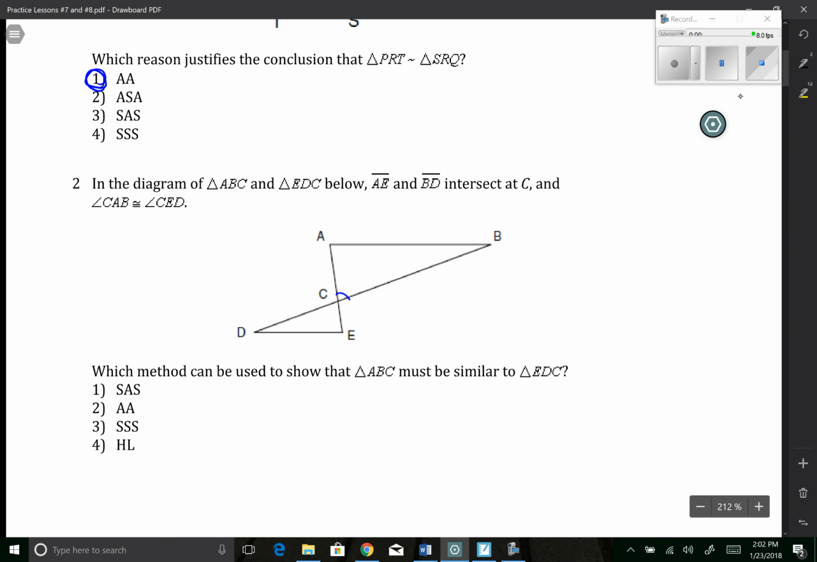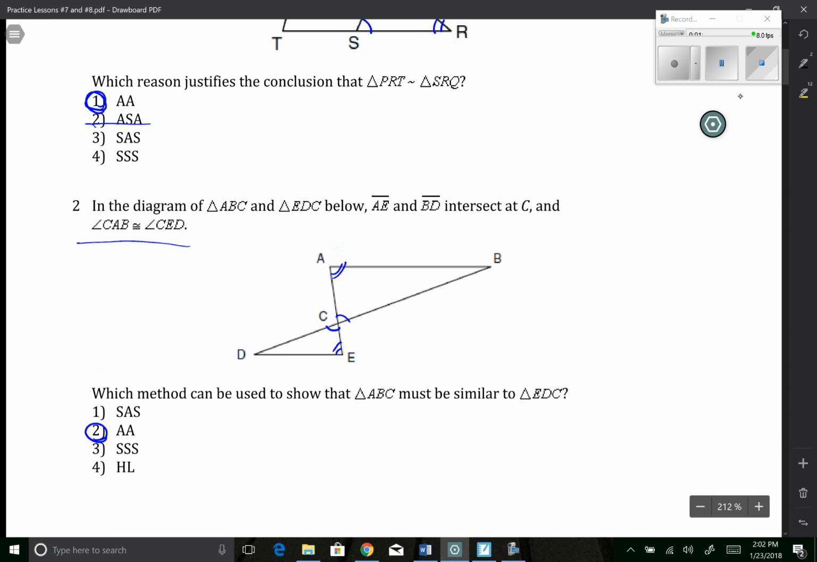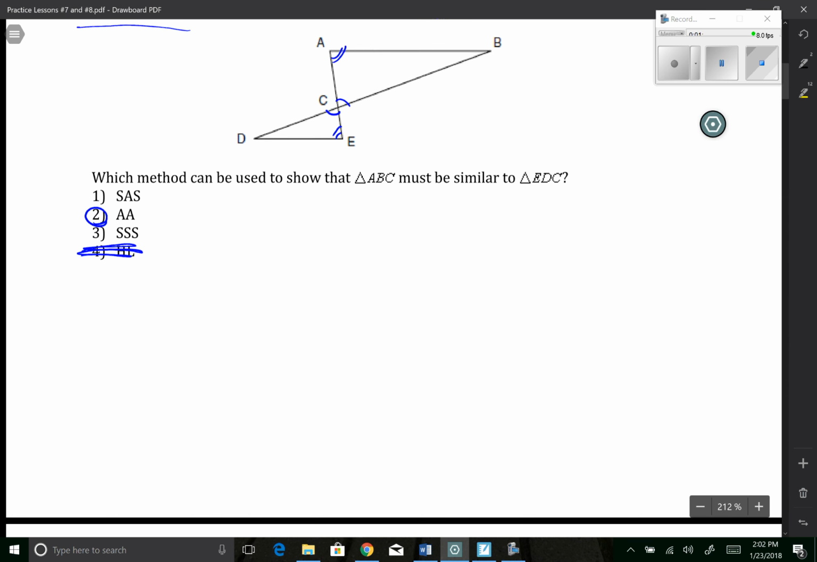Number two, I see vertical angles right away, and I see another set of angles, CAB and CED. So again, this is an angle relationship. If you chose choice 2 for number 1, you're very wrong. If you choose choice 4 for number 2, you're very wrong, because those are not even possibilities.